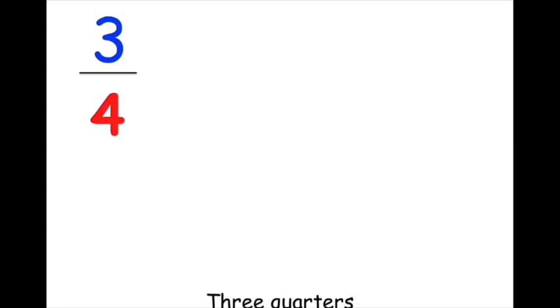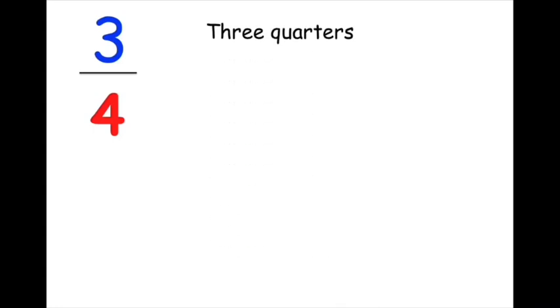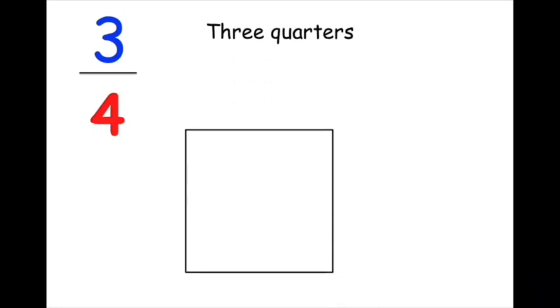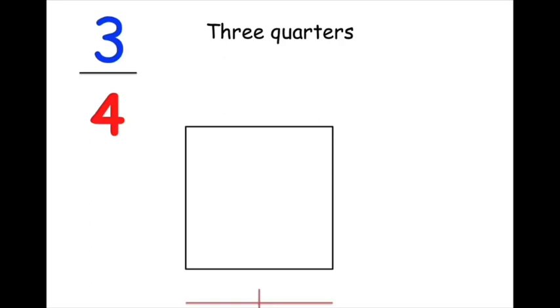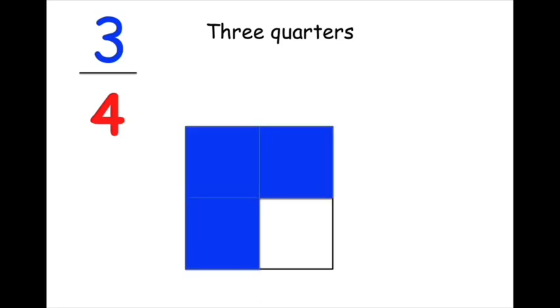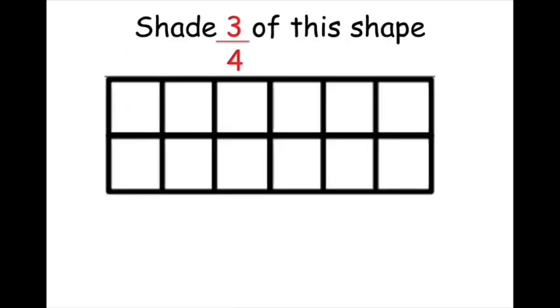And now we've got 3 quarters. 3 quarters. Again, my square is my whole. My bottom number tells me how many parts I need to split my whole into. So my bottom number here is a 4. I need to split my whole, there you go, into 4 equal parts. And now my top number tells me how many parts we have. It says 3, so I'm now going to shade in 3 of those parts, and that image there shows 3 quarters. Right here I've got shade 3 quarters of this shape.